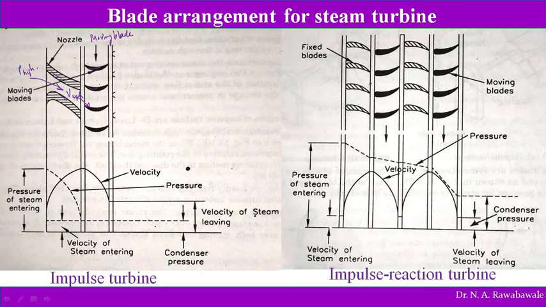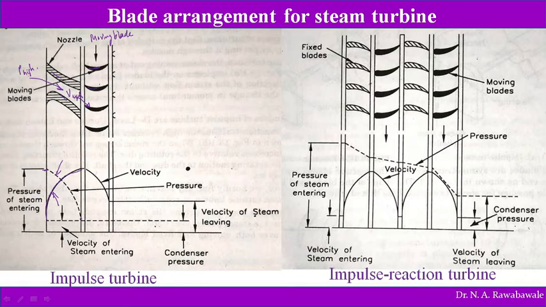Now we see here, initially steam has high pressure. When it enters the nozzle, the pressure of steam gradually decreases and simultaneously the velocity of steam increases. So this is the velocity profile: this shows velocity and this shows pressure. There is a decrease in pressure and an increase in velocity. That means the enthalpy is converted into kinetic energy.